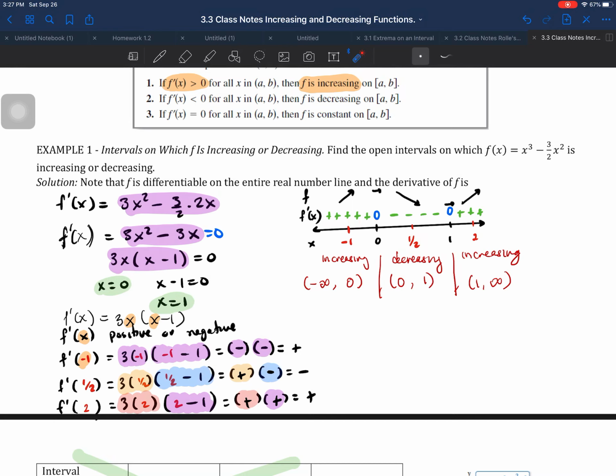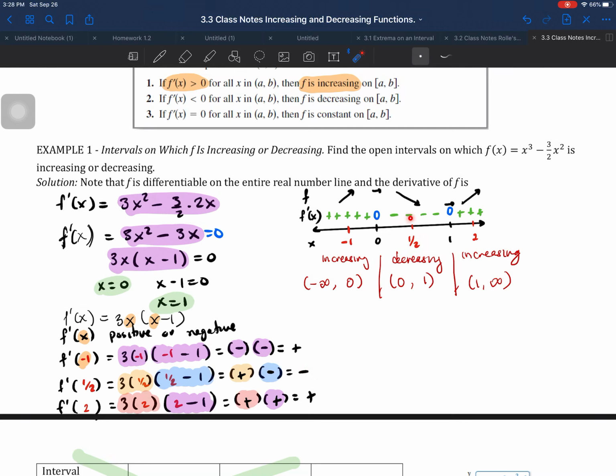Now, this way is a better approach, but only because we already have the derivative in factored form. That's why we are often motivated to factor the derivative. Let's try this again. Now let's plug 1/2 into the derivative. It's important that you're plugging into the derivative. So plug in 1/2. 1/2 times 3 is positive. 1/2 minus 1 is negative. So positive and then negative. Positive times negative gives you negative.